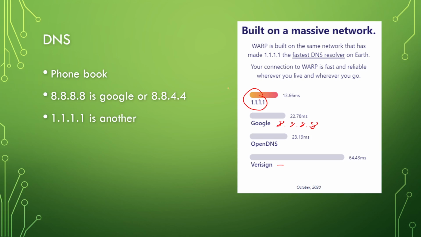And here you can see the, I don't know if these are ping times or how long the query request took, but here's 1.1.1.1. Look, it took 13 milliseconds compared to the 22 of Google. They're trying to advertise themselves as the fastest DNS resolver on Earth. So I don't know how true that is. But let's be honest, you're not going to truly notice a 9 millisecond difference in time.